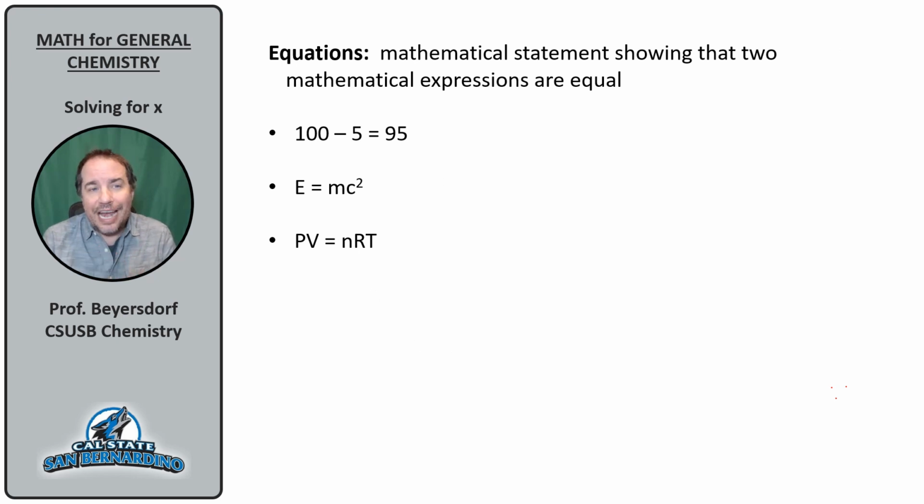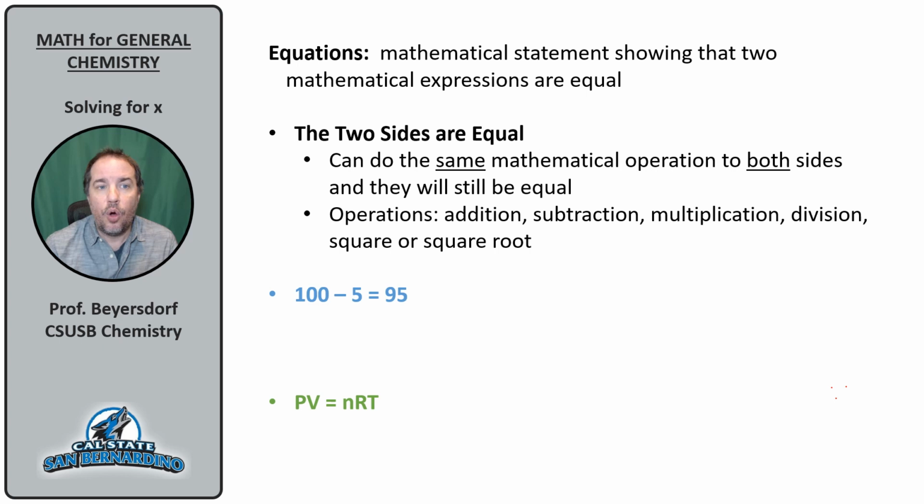So first, an equation is a mathematical statement showing that two mathematical expressions are equal. So for instance, we could have 100 minus 5 equals 95, or E equals MC squared, or P equals nRT. The left side of that equal sign is equal to the right side. And that's a key thing in these equations. Whatever we have on the left and right are equal.